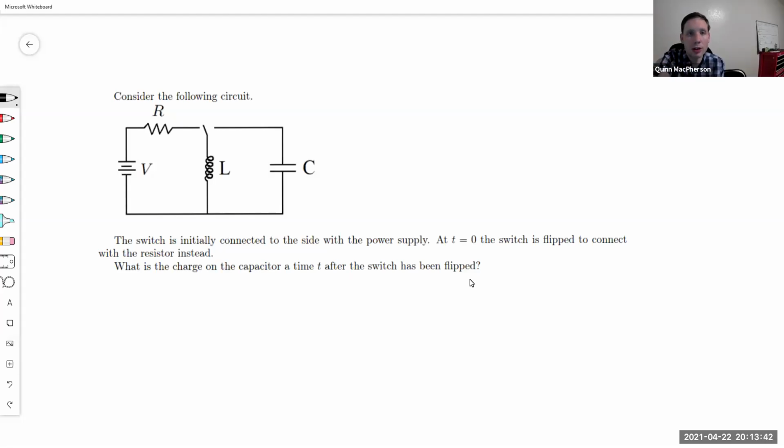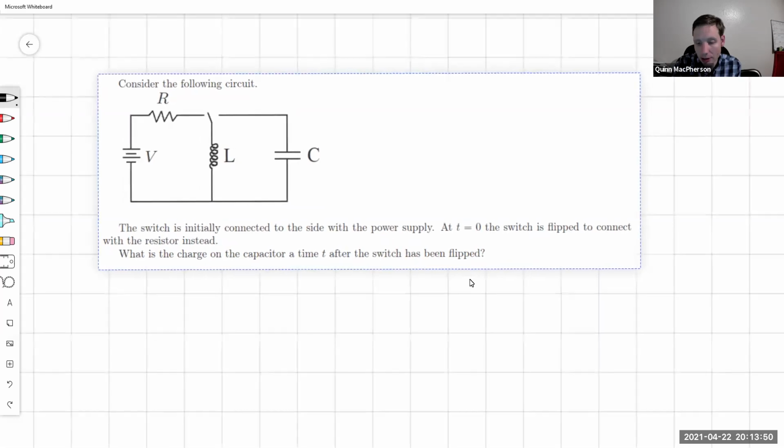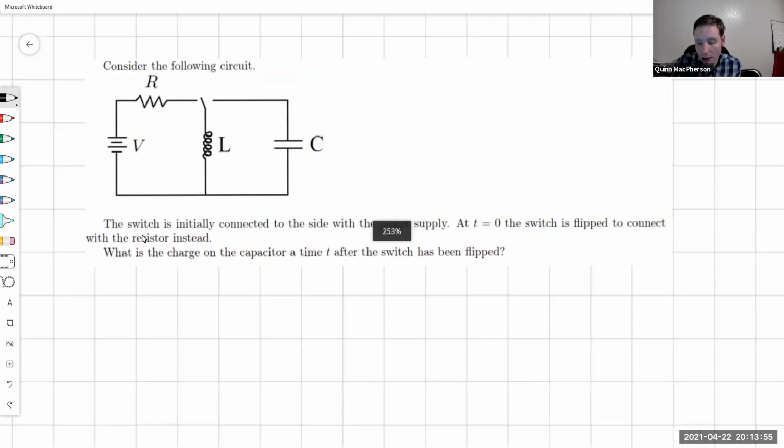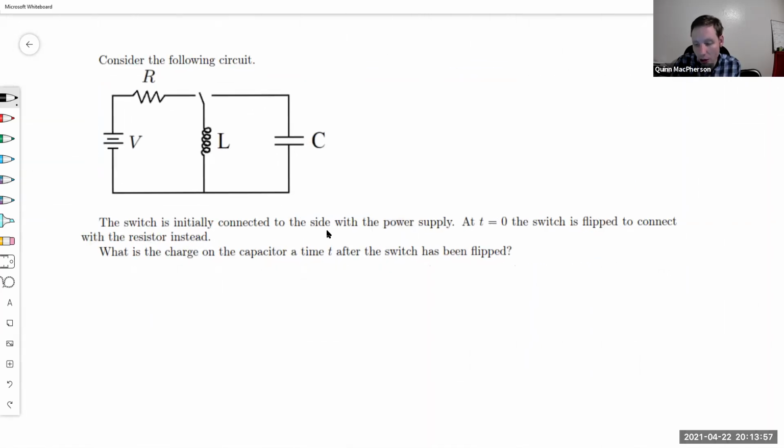Hello. In this video, I'm going to show you how to solve this problem involving a resistor, a capacitor, and an inductor. What we're trying to do is find the charge on the capacitor as a function of time after we switch. We start out with the inductor connected to this side, and then the switch flips, connects it to this side, and we want to know what the charge on the capacitor is as a function of time.